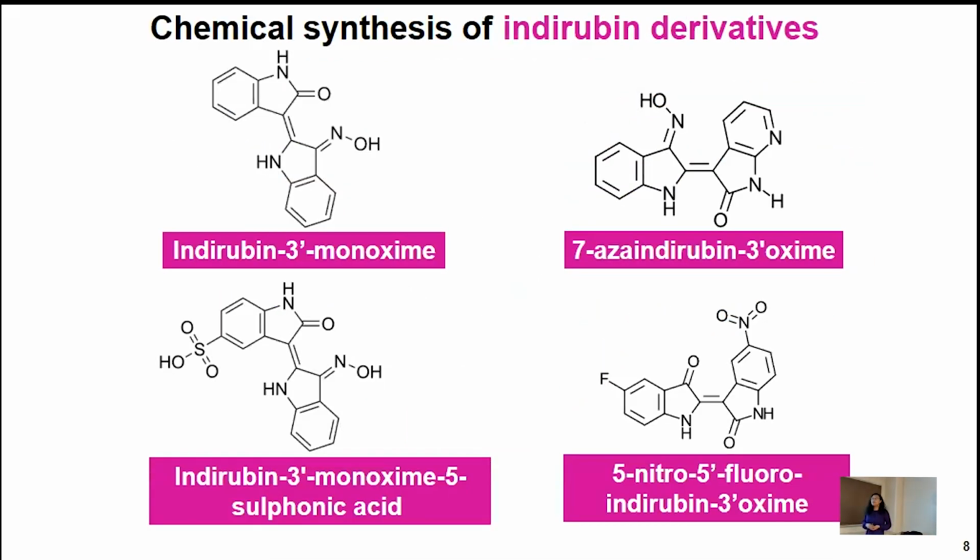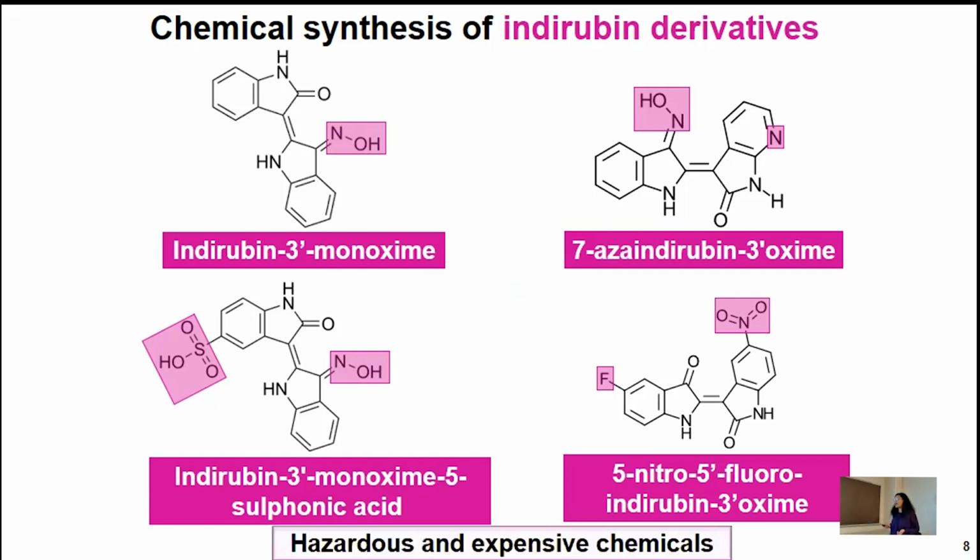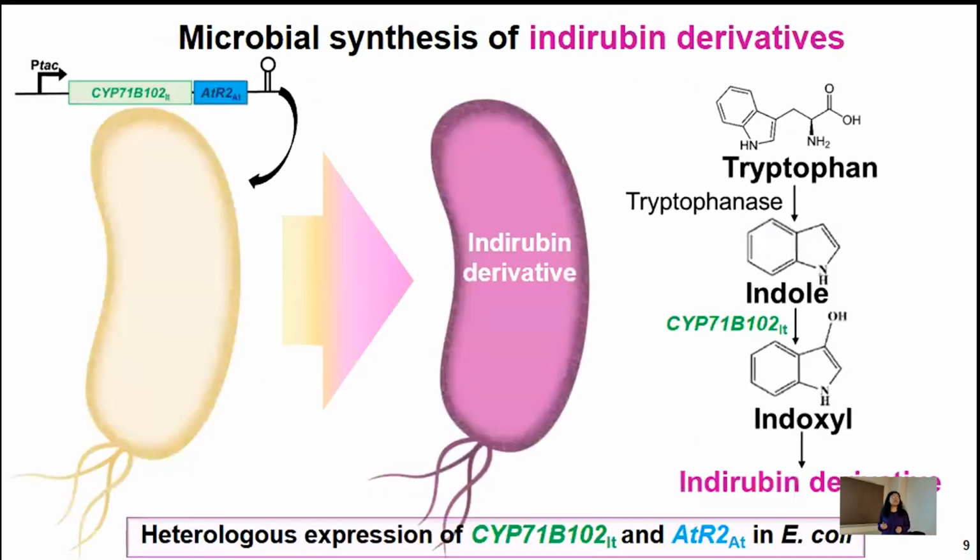So instead of indirubin, different types of indirubin derivatives have been produced by attaching functional groups in the side chain of indirubin. But all these indirubin derivatives are synthesized chemically using hazardous and expensive chemicals. That's very toxic to human health plus to the environment as well. So that's why we are proposing an alternative method for the synthesis of indirubin derivatives using microbes.